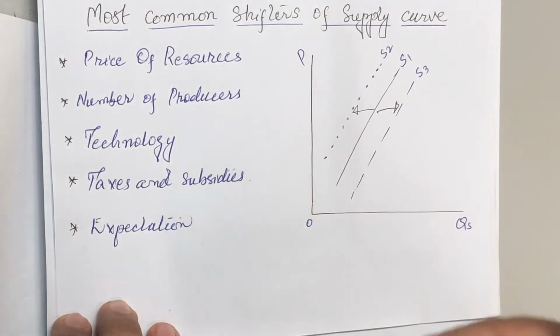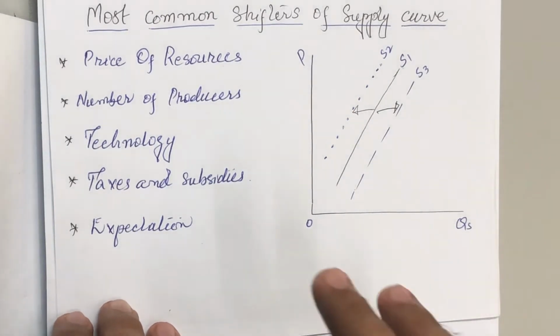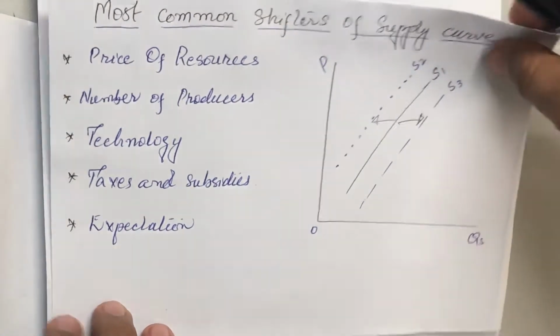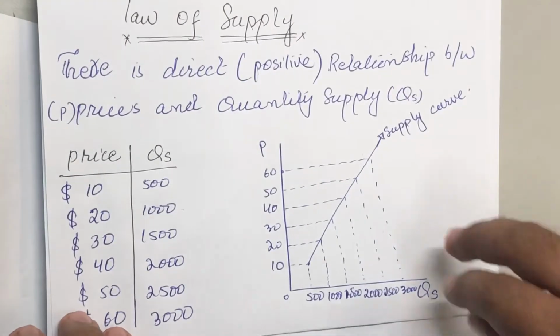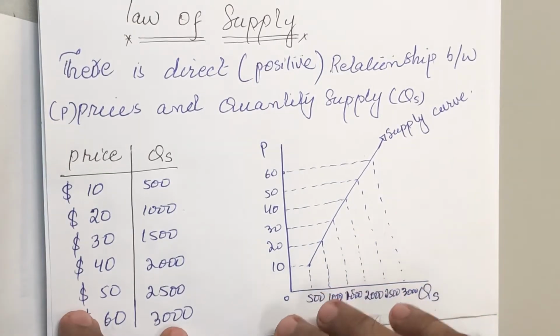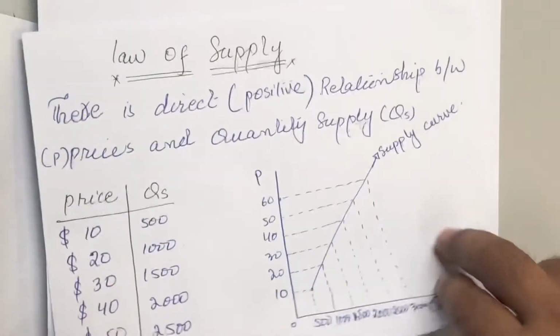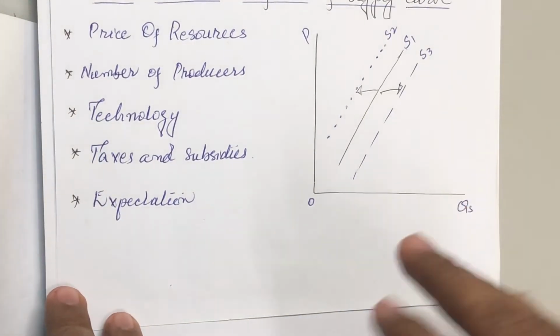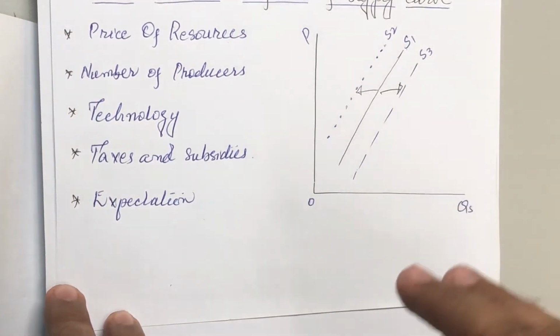Expectations are all about future expectation. If the expectation is that our product will be sold more in the future, then the supply will increase. If the expectations are decreasing, then the supply will reduce. So these are the shift factors other than price. If there is any change in price, there will be a movement along the curve. These are the factors other than price. So this was all about the law of supply.